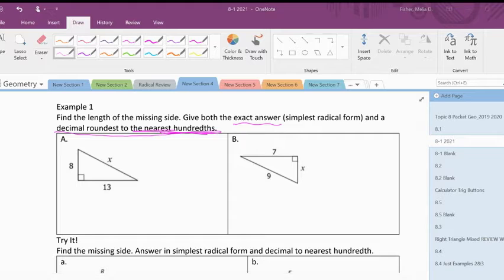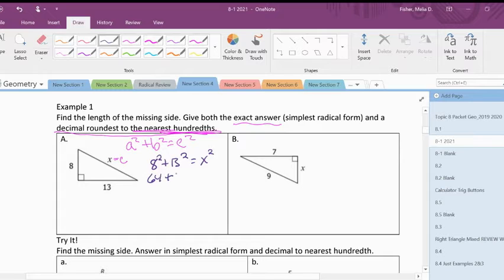Since this is a right triangle, we're going to use the Pythagorean theorem, which is a squared plus b squared equals c squared. And we're going to remember that the hypotenuse has to equal the c part. So as I plug those in, I get 8 squared plus 13 squared equals x squared. 8 squared is 64, and 13 squared is 169. That equals x squared. Adding 64 and 169, we get 233 equals x squared.